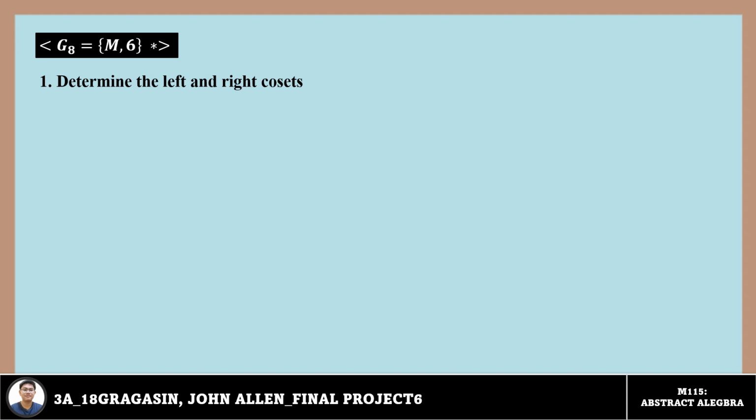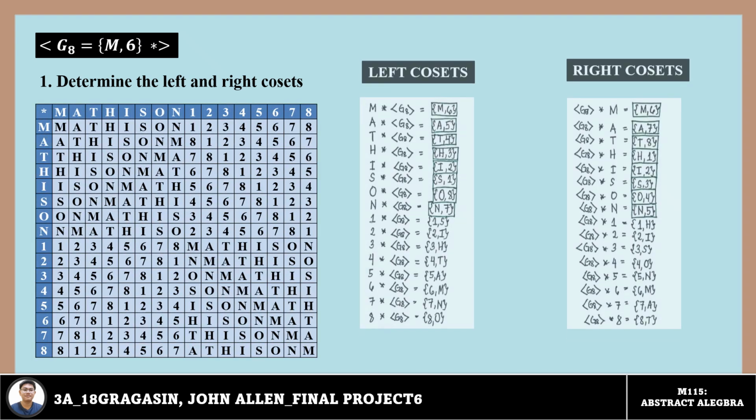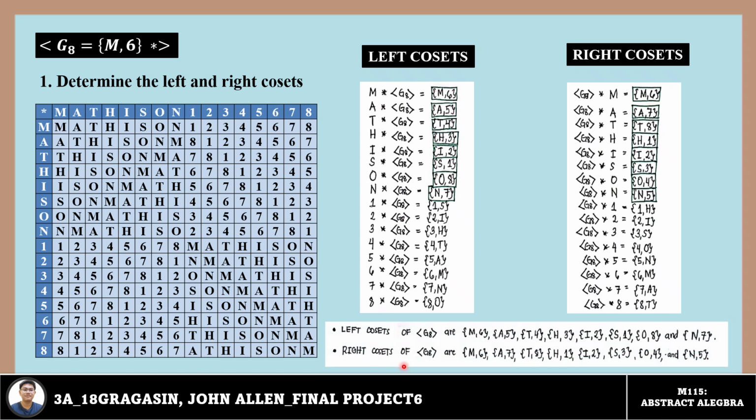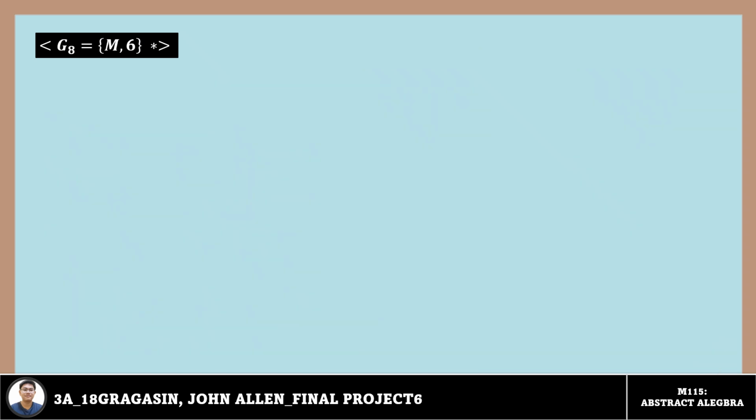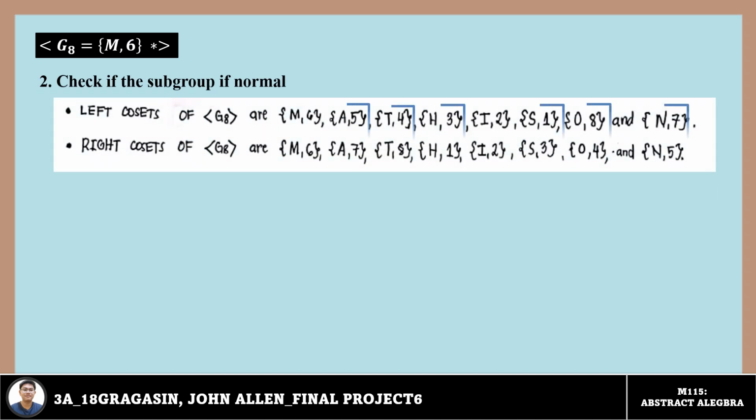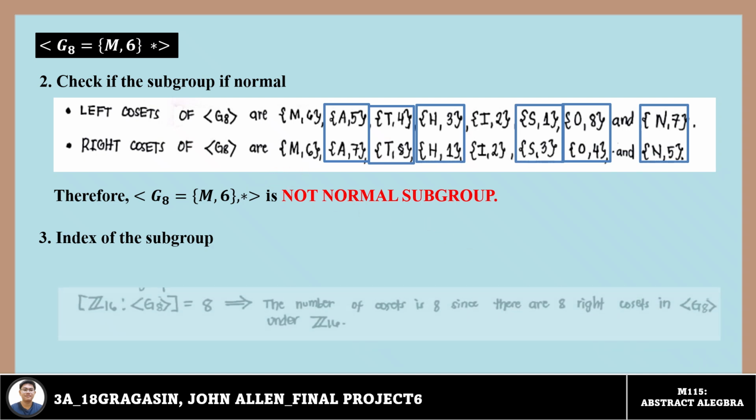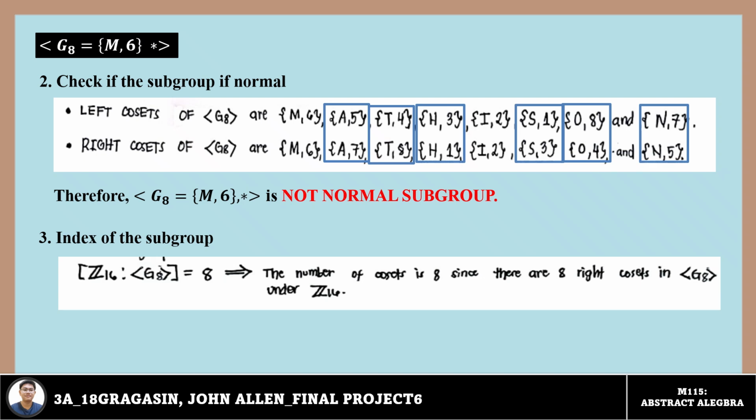And then for our G sub 8, determine again the left and right cosets. And then we have this as our answer. We have concluded here the left and right cosets, since these are the elements that coincide with each other. And then to check if the subgroup is normal, as you can see here, some of the elements in the left and right cosets are not equal. Therefore, we conclude that G sub 8 is not a normal subgroup. And then for the index of our subgroup, when we count the number of right cosets, the answer is 8. Therefore, the index of the subgroup is 8.